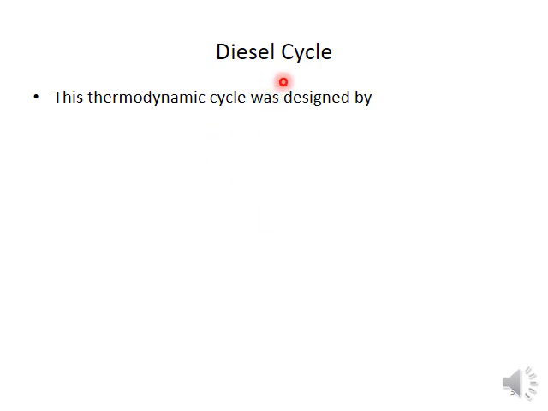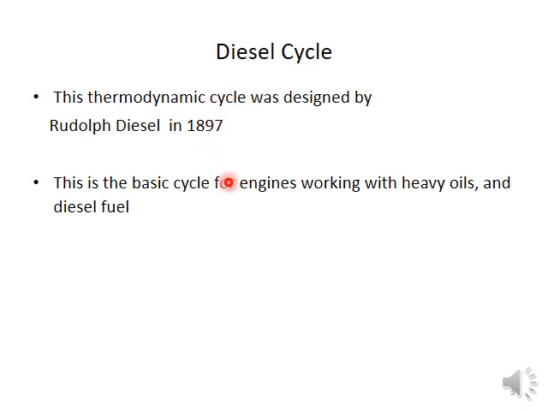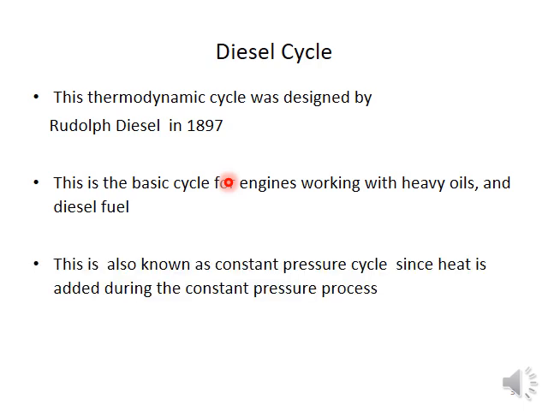Next, what is a diesel cycle? This is a thermodynamic cycle designed by Rudolf Diesel in 1897, and it is a basic cycle for engines working with heavy oils and diesel fuels. The sequence of operations is 1 to 2, 2 to 3, 3 to 4, and this cycle is also known as a constant pressure cycle because heat is added during the constant pressure process.